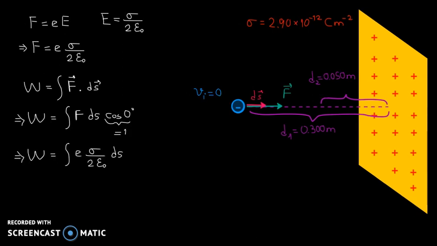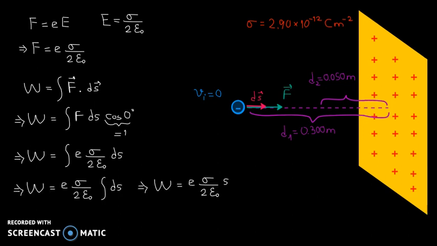Next, we substitute the expression for force that we came up with earlier. You can see that all these variables are constant. Nothing depends on s, so we can pull everything outside of the integral. And the integral of ds along the path is simply s, the displacement of the electron from its initial position to its final position. Again, everything is positive. This is positive work. F and ds point in the same direction.